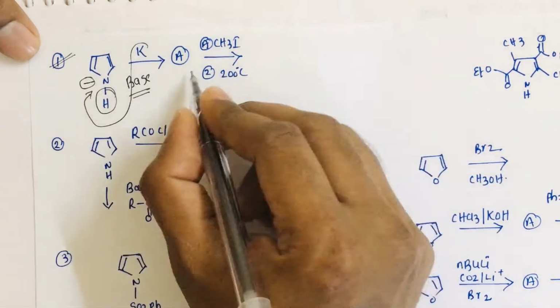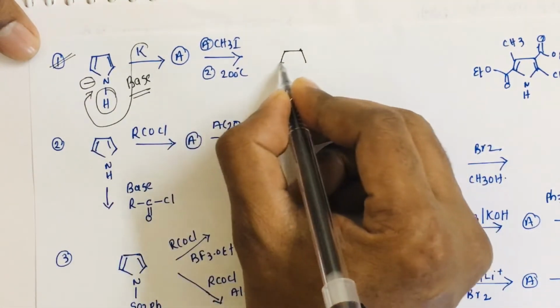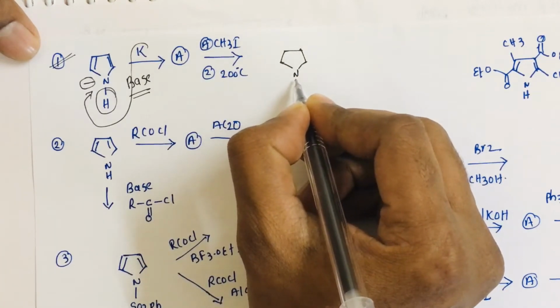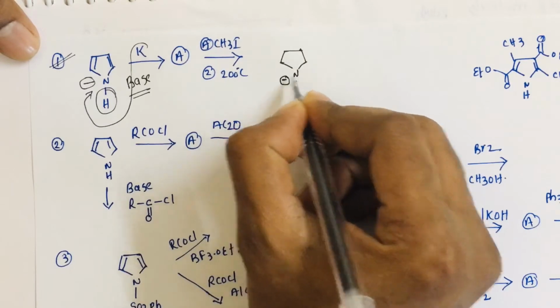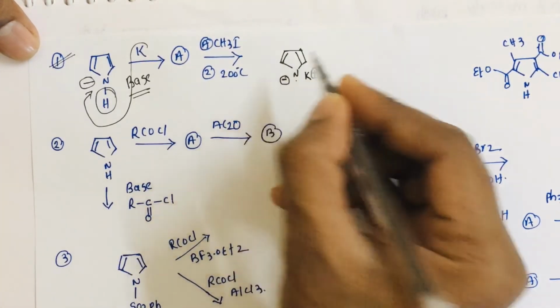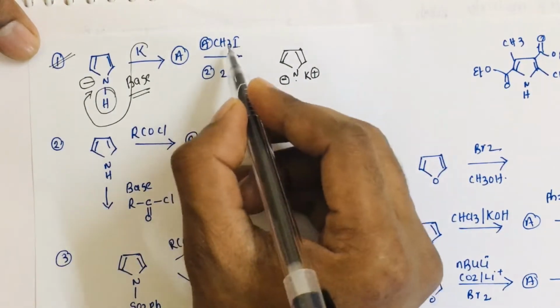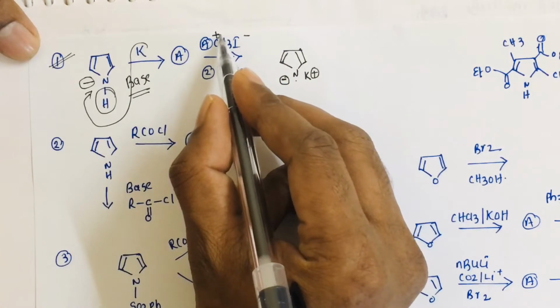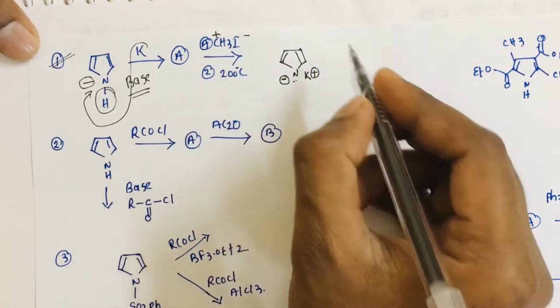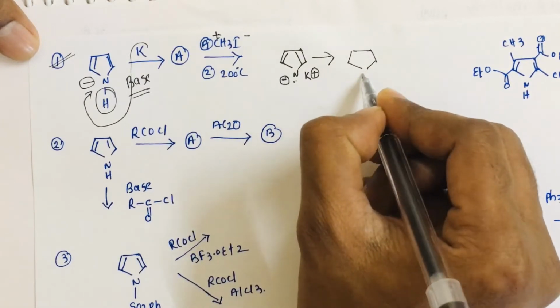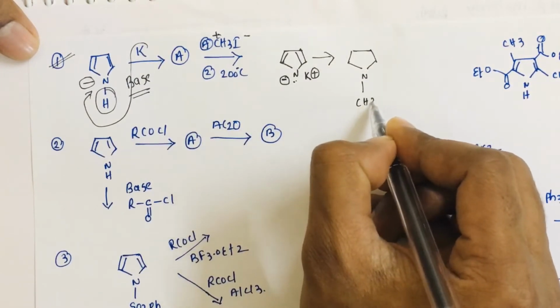So now the product of A will be N minus and this will be K plus. So in the next step we have methyl iodide. Methyl iodide, we know, is CH3 plus and I minus. So this methyl plus attacks this N minus, and it will get converted to N-CH3.